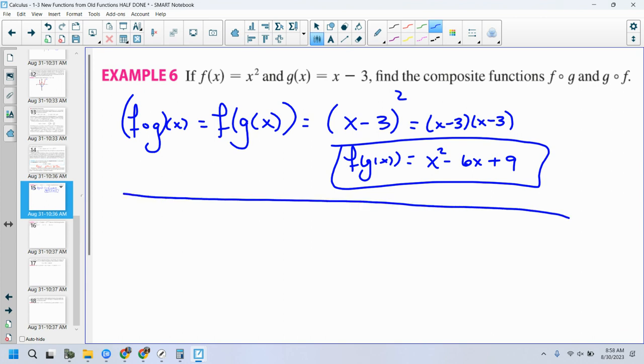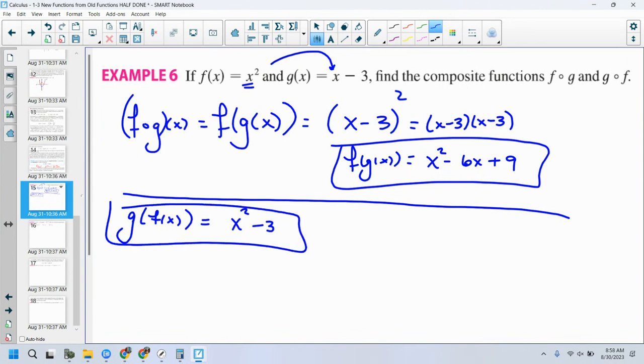Now let's flip it. Let's do g of f of x. Well, that's taking f and putting it inside g. That one's a lot easier. Taking this x squared and putting it into there. Oh, wow. Okay, that's it. Some are a lot easier than others. It depends on what's going in to what. Really depends on the difficulty of the functions. Nothing to simplify there. Sweet.